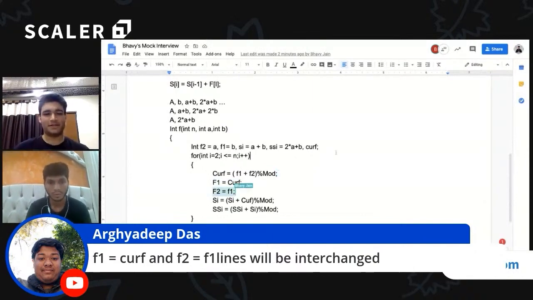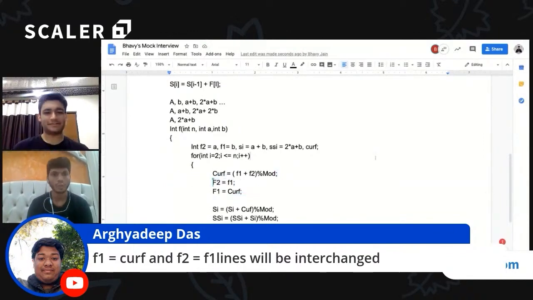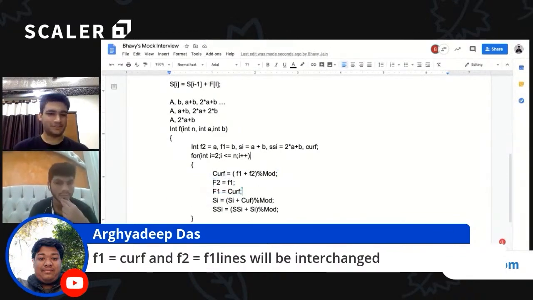So we are keeping track of the previous values. Keep it here. F2 equal to F. Yes, correct. F2 equal to F1, yeah. Very good. One more small thing, please observe.